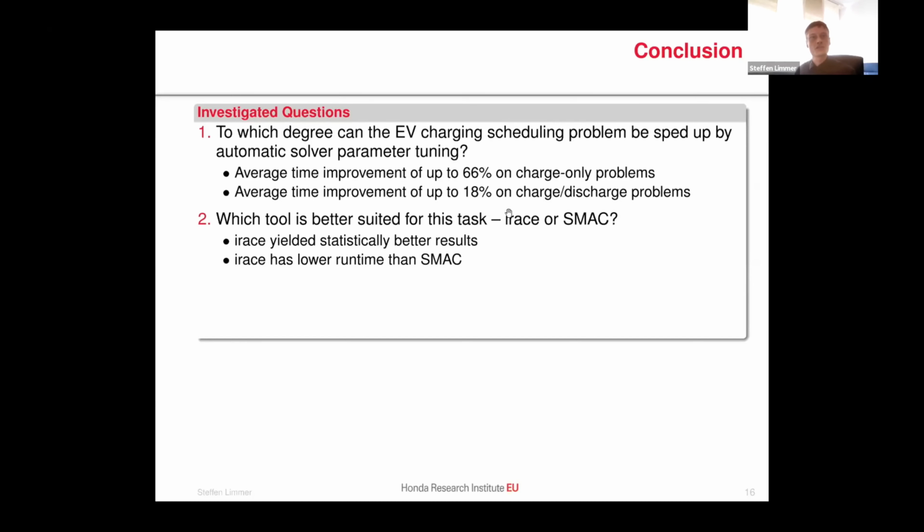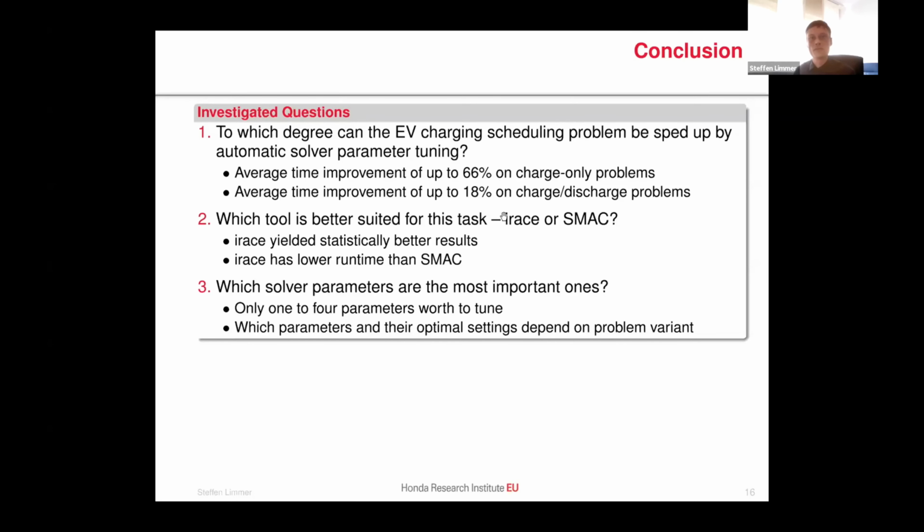Then the second question was which tool is better suited for the given problem, irace or SMAC. Here we can clearly say irace. Irace yielded statistically significant better results than SMAC. And additionally, it is less time consuming than SMAC. And the third question was which solver parameters are the most important ones. And yeah, we found that only 1 to 4 parameters are actually worth the tune. But as you have seen, which parameters these are and their optimal settings depend on the problem variant.